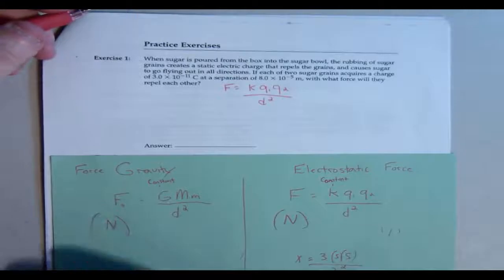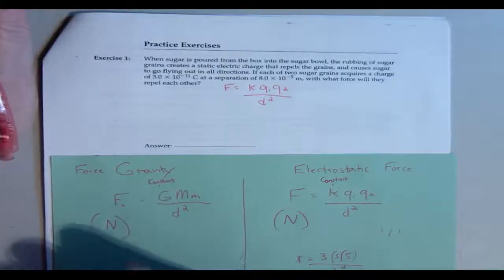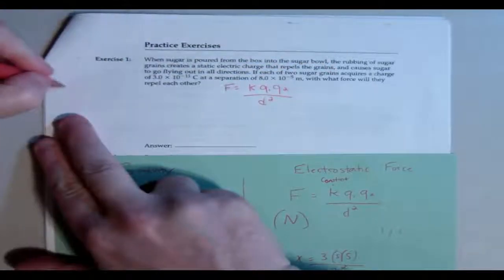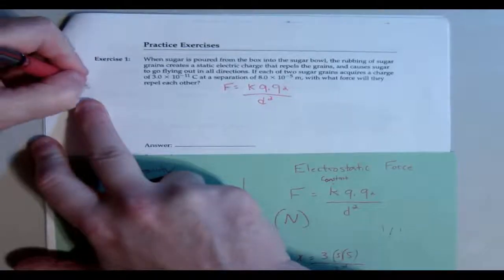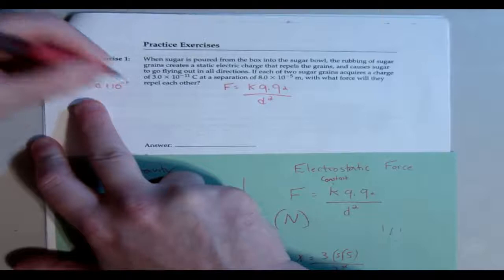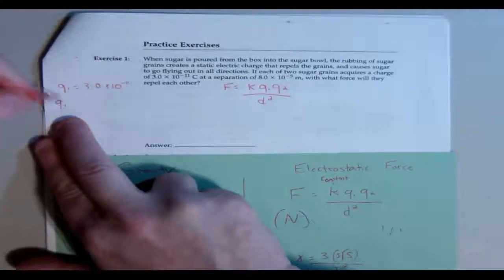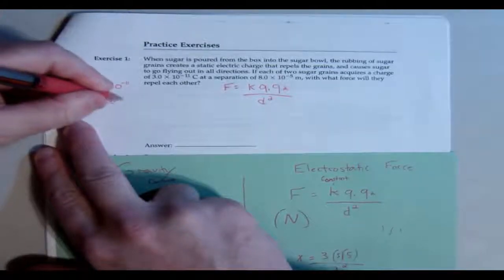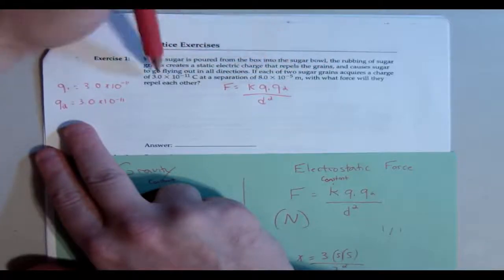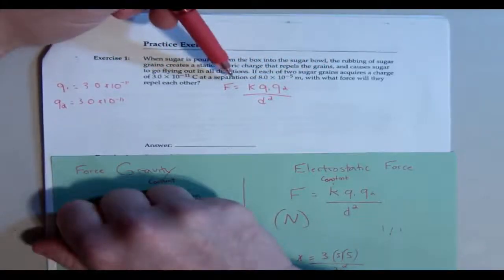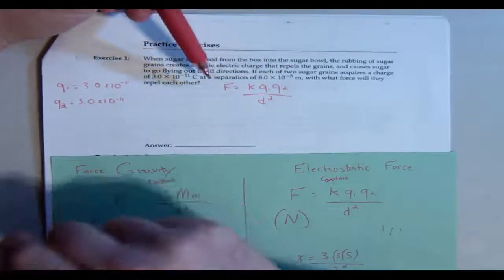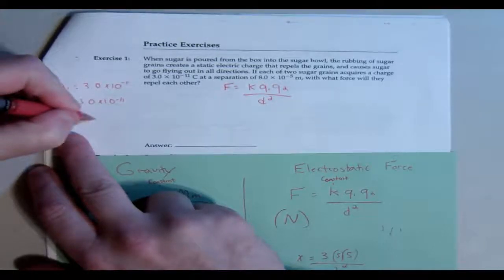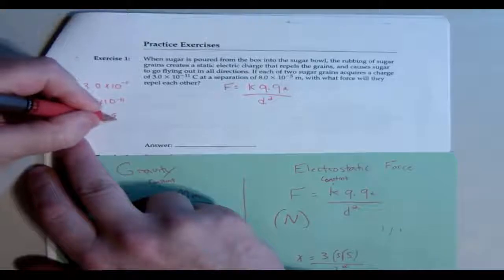Next, we are going to write out what we have over to the left. So remember, two grains acquire a charge of this. So this is our charge equals 3.0 times 10 to the minus 11. Both grains acquire that charge, okay? So we're going to write charge 1, charge 2, 3.0 times 10 to the minus 11, because remember, it said two grains acquire a charge of this, okay? Separation of this, what does that mean? Separation, distance, okay? So distance equals 8.0 times 10 to the minus 5 meters.